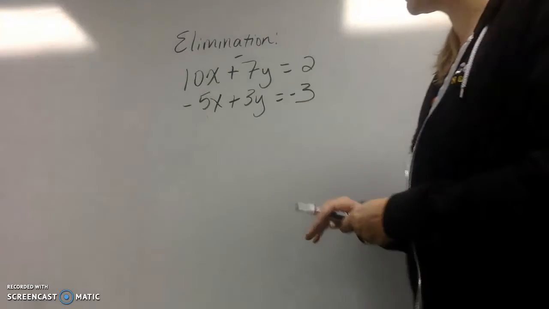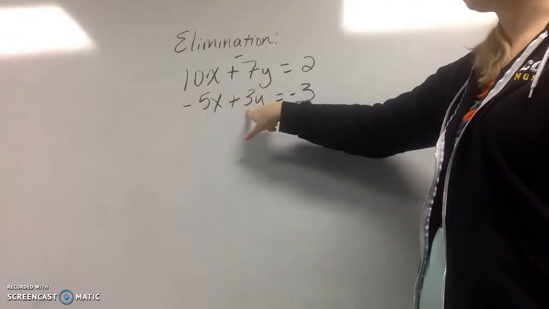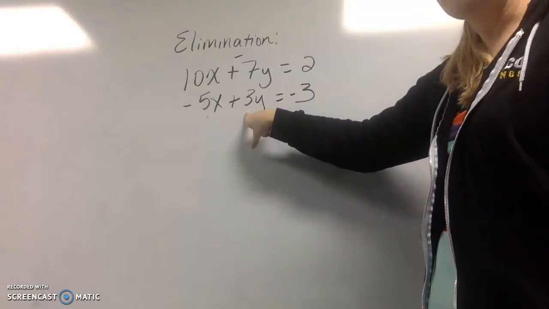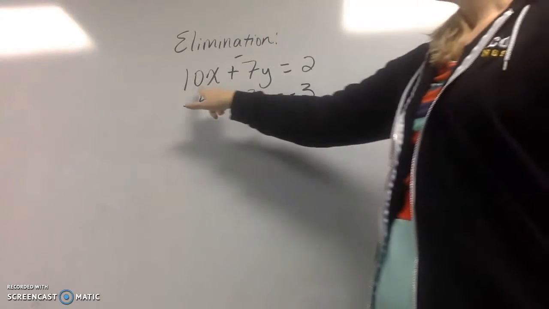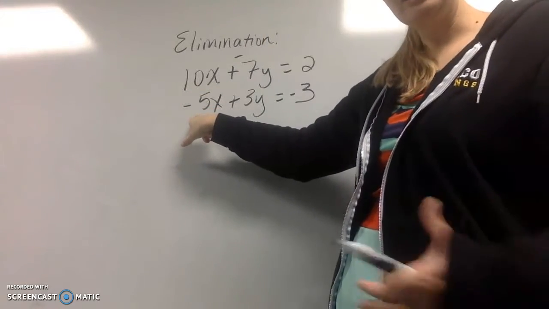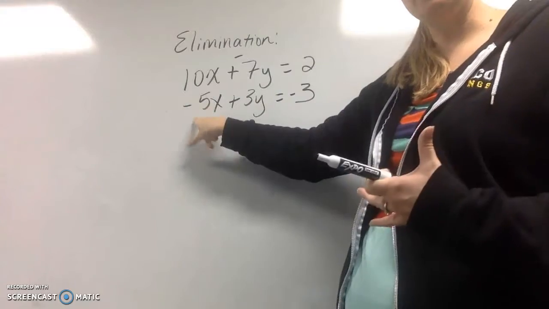So what you want to look at is, can I multiply 3 by a number? So this is negative 7. I want this to be positive 7. Can I multiply 3 by a number to get 7? No. So I'm going to ignore the y's. Here, this is positive 10x. Can I multiply negative 5 by a number to get negative 10 so that I have an opposite? Yes, I could multiply this by positive 2.